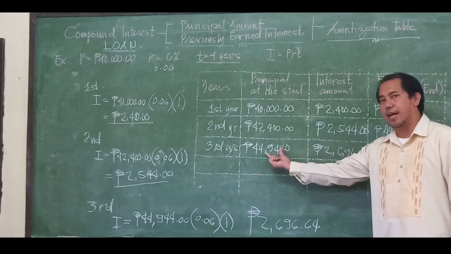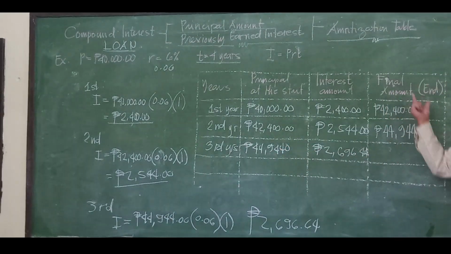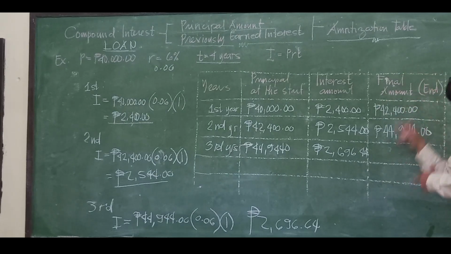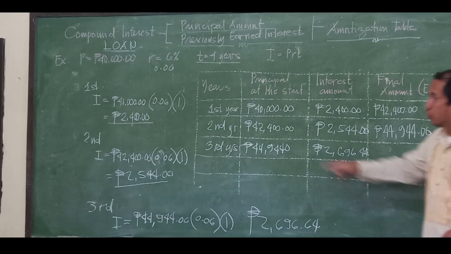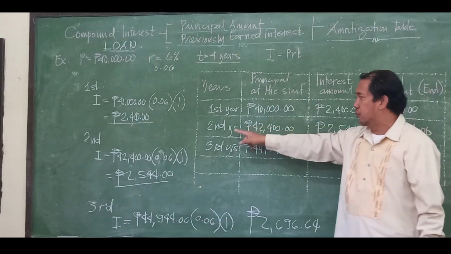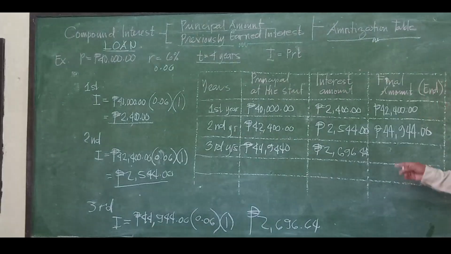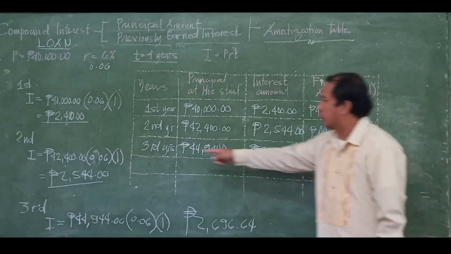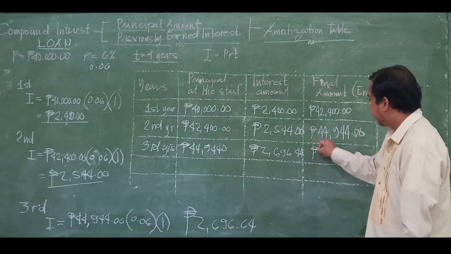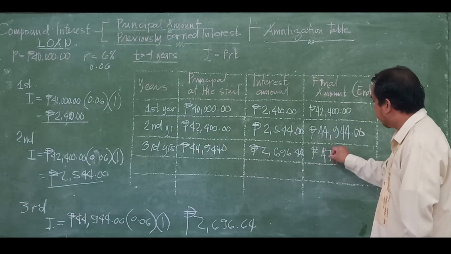What will you do again? To get the final amount at the end of the third year, again, this column is to be paid at the end. Okay? You follow? At the end of the first year, this amount will be paid at the end of the second year. What will be the amount to be paid at the end of the third year? You just add this column. 47,000.